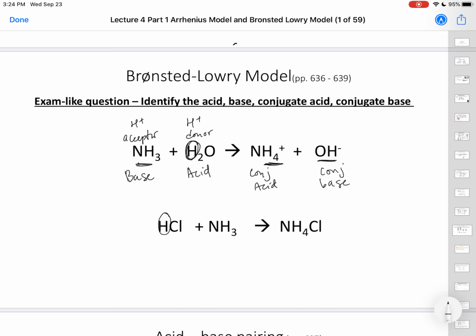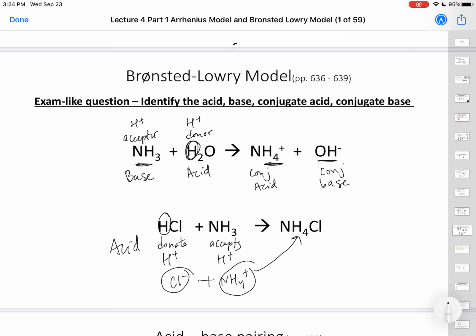Again, notice, and this is a little bit tricky, HCl donates H plus, and NH3 accepts H plus. The immediate result of that is you get Cl minus and NH4 plus. And these two react together because one is an anion and one is a cation, and it forms NH4Cl. So really, the HCl donates, so it is the acid, and the NH3 accepts the H plus, so it is the base.